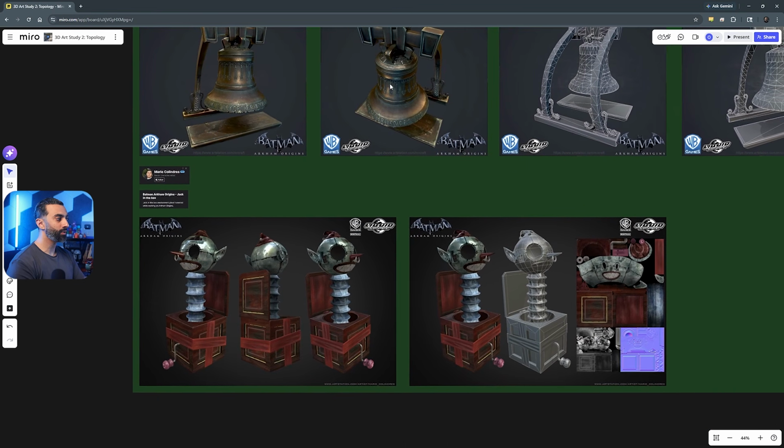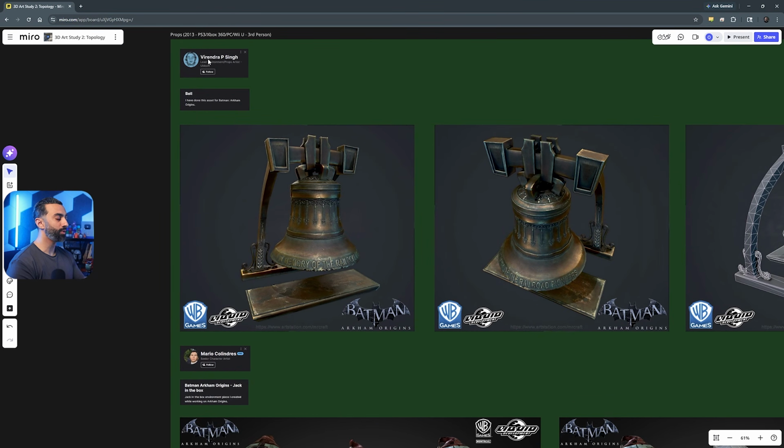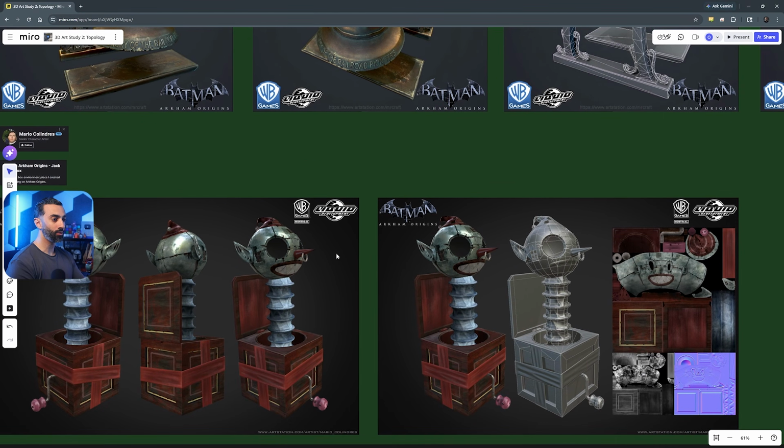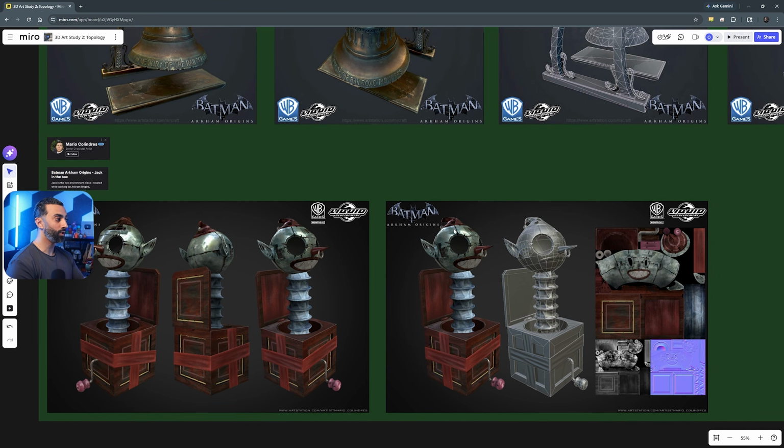But we can see the level of detail. I mean, this is back on the PS3, Xbox 360, Wii U. These models look great. They're very well optimized, and they're focusing on the things that we've been talking about so far, which is optimization and silhouette. You absolutely need to focus on that when you're doing game art.